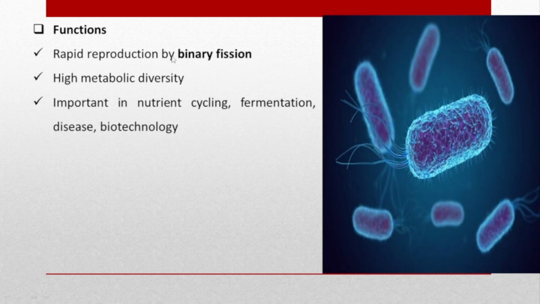Now the functions of the prokaryotic cell. The first one is rapid reproduction by binary fission. Their reproduction is by binary fission, meaning the cell divides into two equal-sized cells. This is specifically observed in bacteria. They also have high metabolic diversity, and they are important in nutrient cycling, fermentation, disease and biotechnology. For example, the plasmid helps in various biotechnology activities.